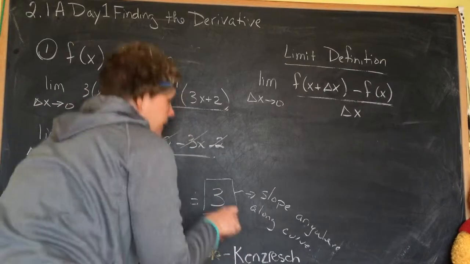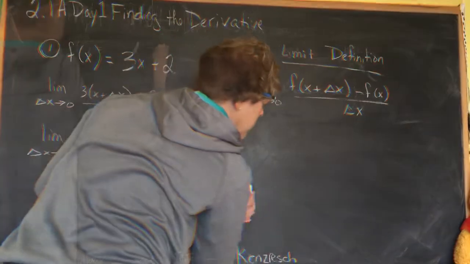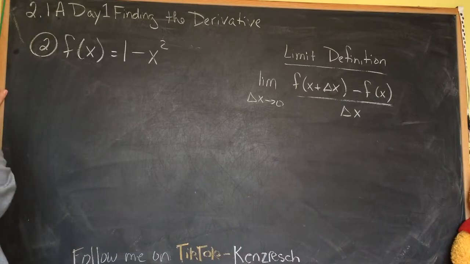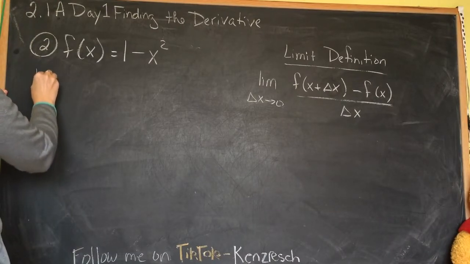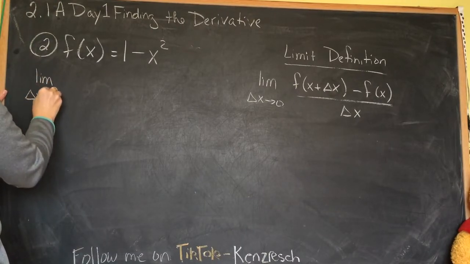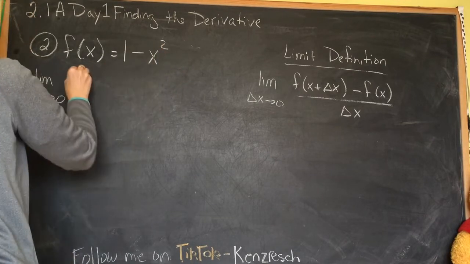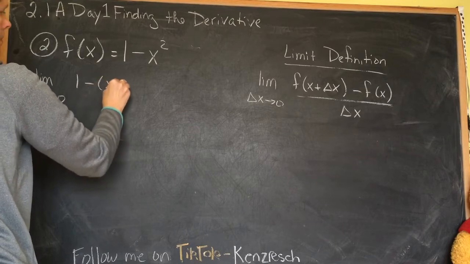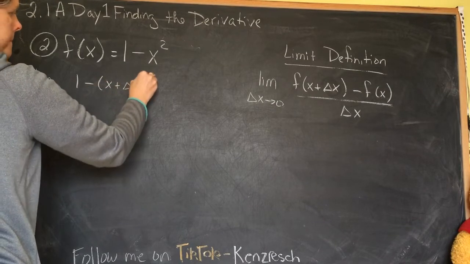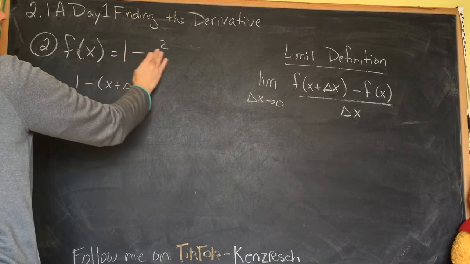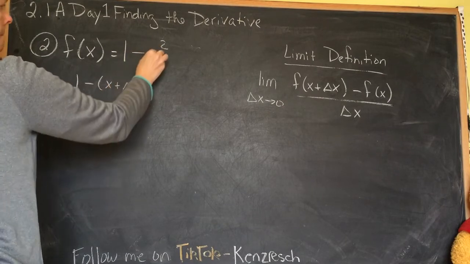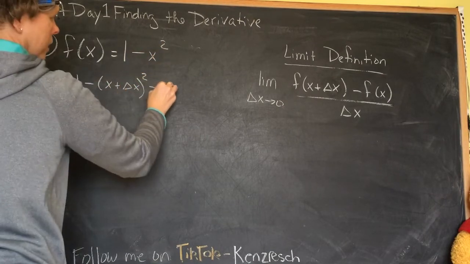All right, stepping up our game here. Here's number 2: 1 minus x squared. I'm starting out with the limit as delta x approaches 0. I'm going to take out this x, and in its place, I'm putting x plus delta x. So it's the same problem. I just took this out, put in that. Okay, now I'm going to subtract off the function itself.